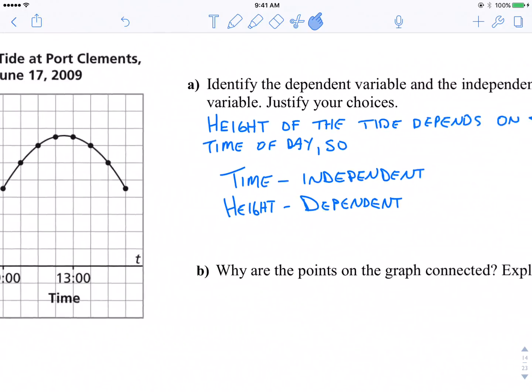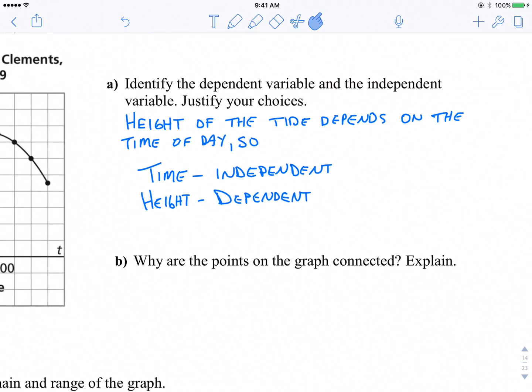And then we ask ourselves, well, here's our question A. Identify the dependent and independent variable of this function or relation and justify your choices. So this is where you make that statement. Does the height of the tide depend on the time of day, or does the time of day depend on the height of the tide? From those two statements, you should be able to logically think, well, the height of the tide depends on the time of day. So height is our dependent variable. Time is our independent variable.